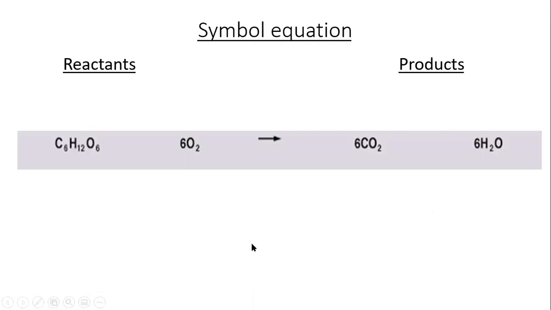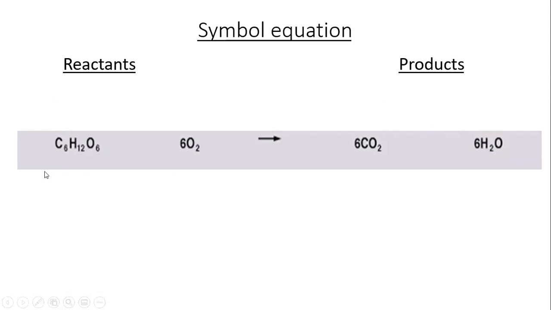You also need to know the symbol equation. So glucose plus oxygen reacts together to give you carbon dioxide and water. So we can see then in our example here that glucose is C6H12O6, oxygen is 6O2, carbon dioxide is 6CO2, and water is 6H2O. This symbol equation has been balanced and you need to learn this. This can come up within the exam, okay?